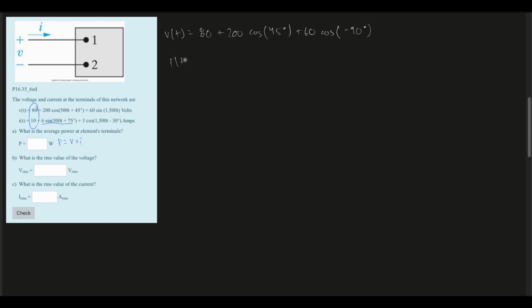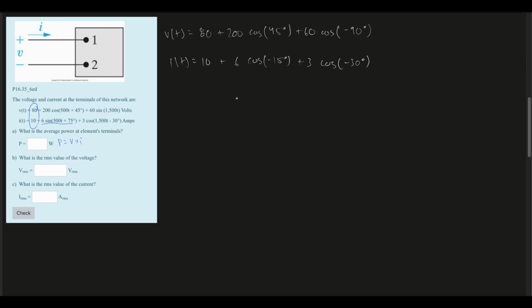And then for I of t, it's going to be equal to 10. We're going to have plus 6 cosine, remember minus 90 degrees, so we're going to have minus 15 degrees. And then we're going to have plus 3 cosine of negative 30 degrees. So this is our current equation.